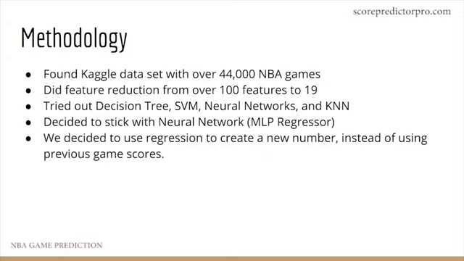We first tried the decision tree classifier, we tried the k-nearest neighbor, then we tried the support vector machine, and then we also tried the neural network, which is the MLP regressor. And out of all these classifiers, we found out that the MLP regressor worked the best. And that's why we chose to stick with the MLP regressor, and we've been doing our predictions based on that classifier.